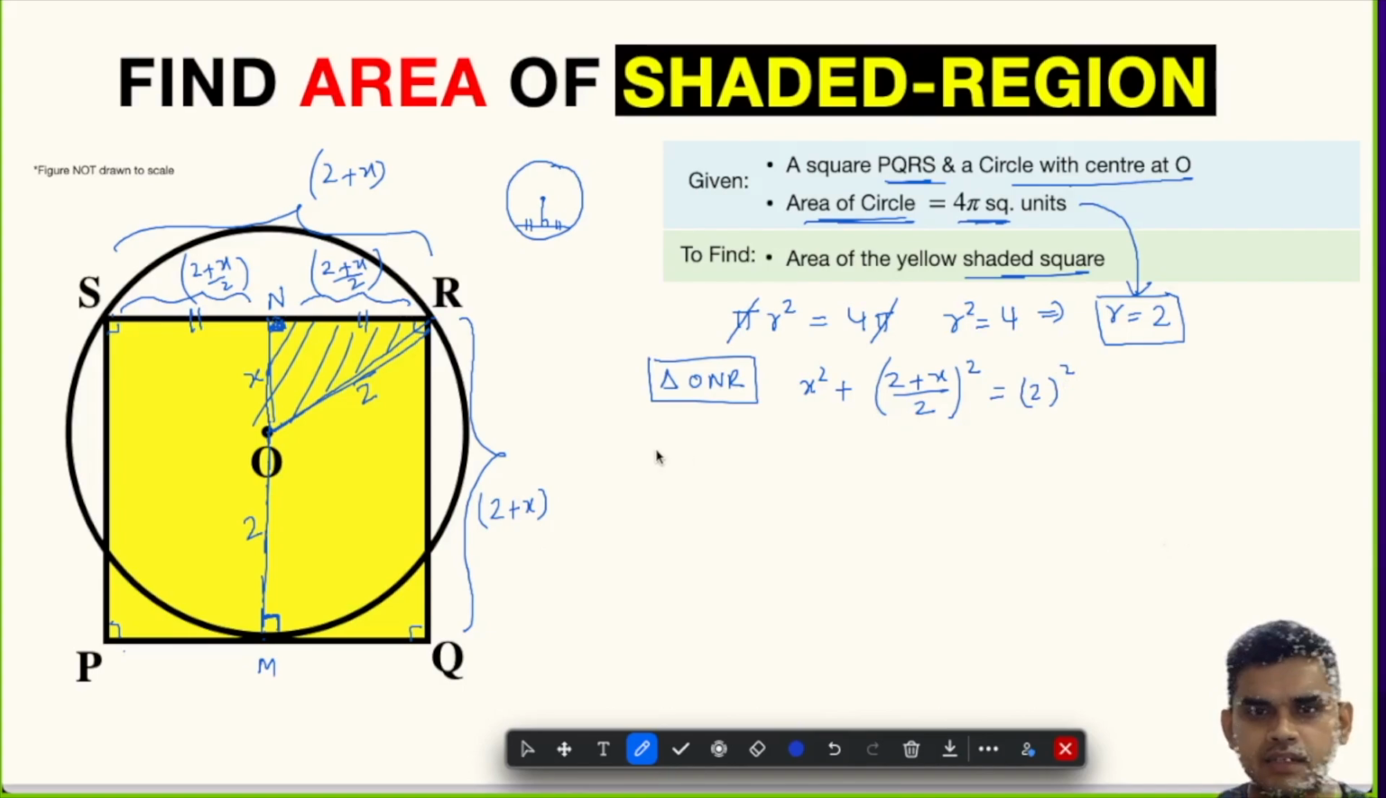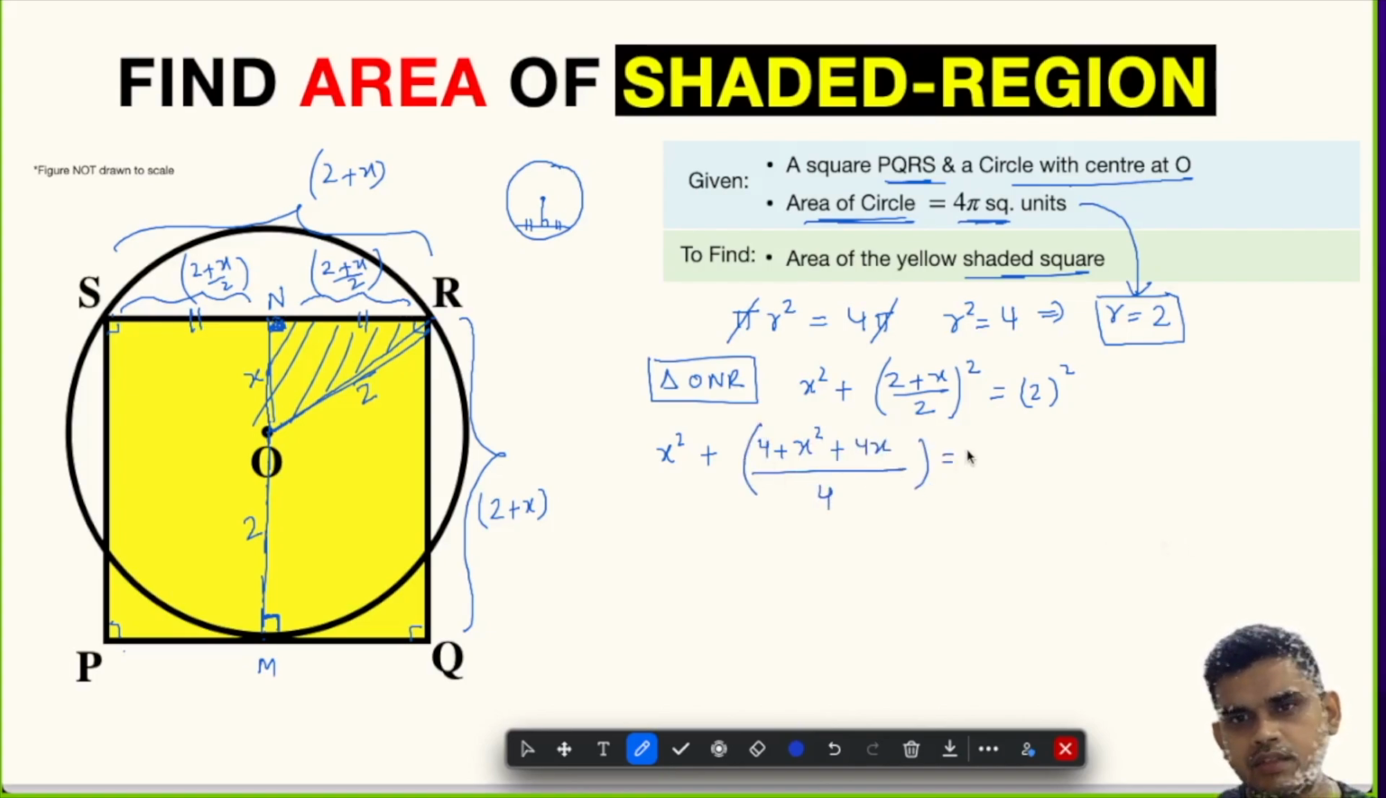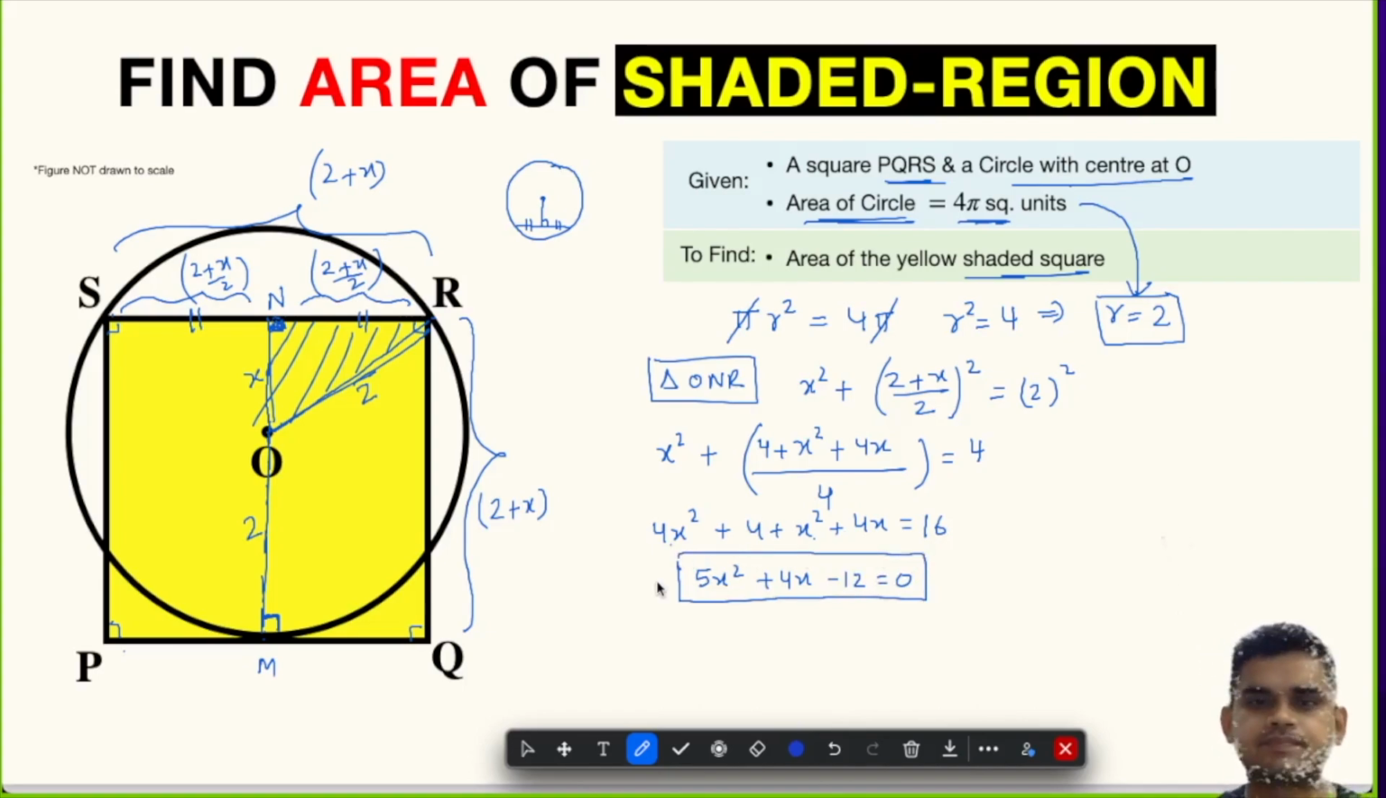Let us expand the bracket. So we'll get x square plus (4 plus x square plus 4x) whole divided by 4 is equal to 4. Now let us multiply this. So this will become 4x square plus 4 plus x squared plus 4x is equal to 16. 4x squared plus x squared will be 5x squared plus 4x already here, minus 12, will be 0. So from here we will get a quadratic equation.